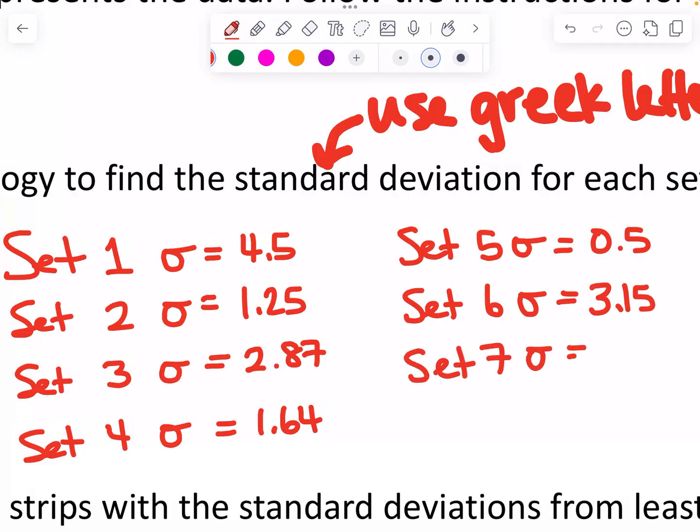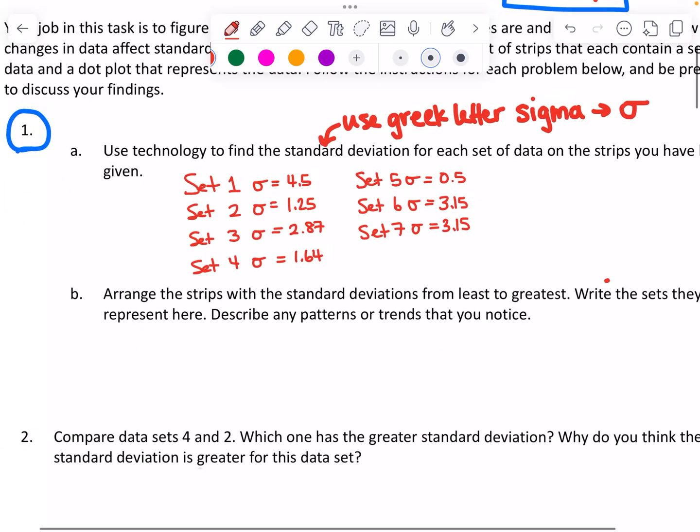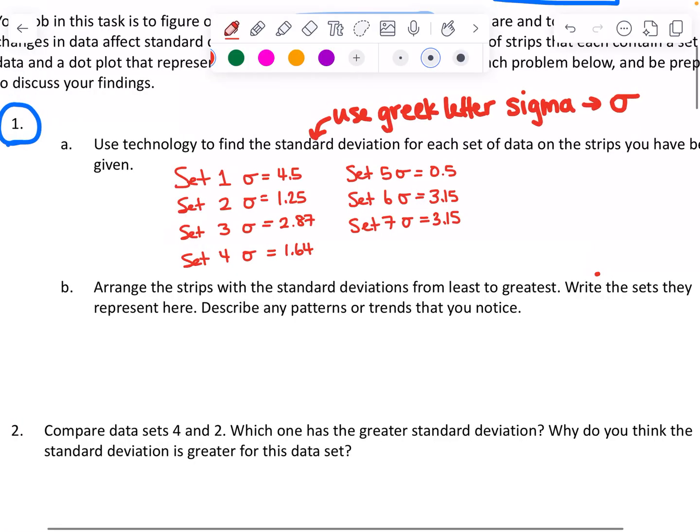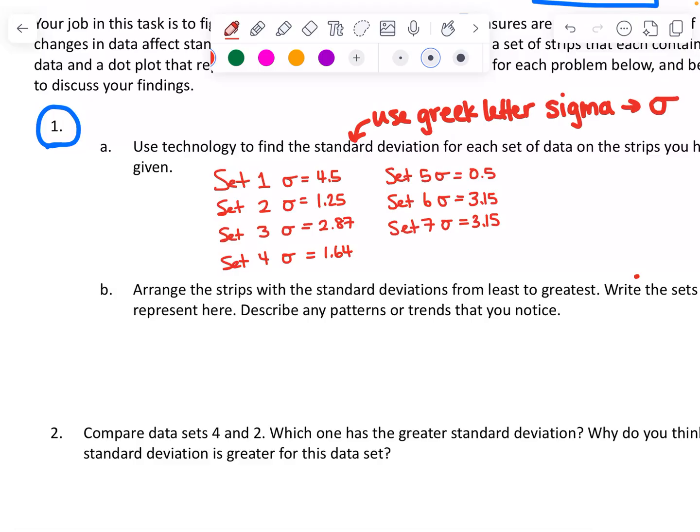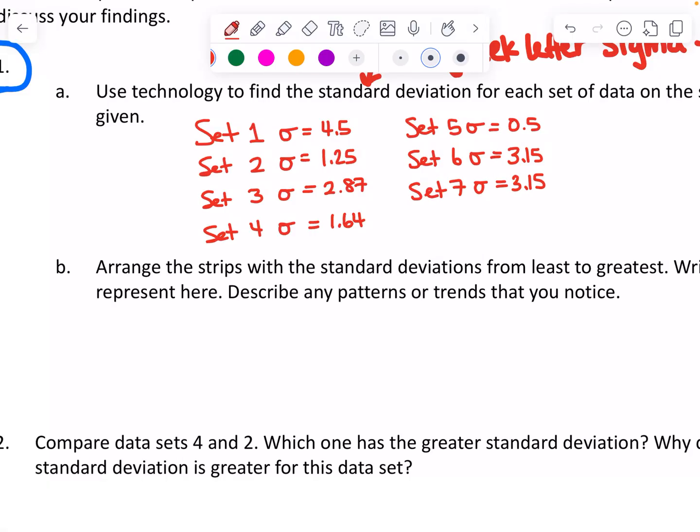Arrange the strips with the standard deviation from least to greatest. Write the sets they represent, describing the patterns or trends that you notice. Okay, so least to greatest, it would be set 5, then set 2, then set 4, then set 3, then 6 and 7 are the same number, right? And then 1. Now, what trends are we noticing? Why does it go 5, 2, 4, 3, 6, 7, and 1?